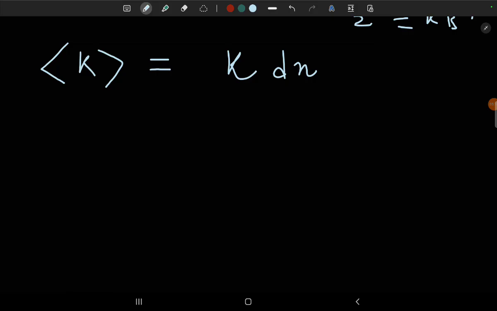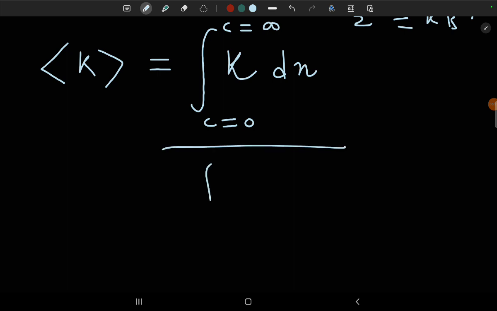This dn is the number of molecules having the kinetic energy K. Then we sum this up over the interval we call all space, from c equal to 0 to c equal to infinity, and divide by the total number of molecules, that is the integration of dn from c equal to 0 to c equal to infinity. This gives the average kinetic energy of all the molecules of the system.